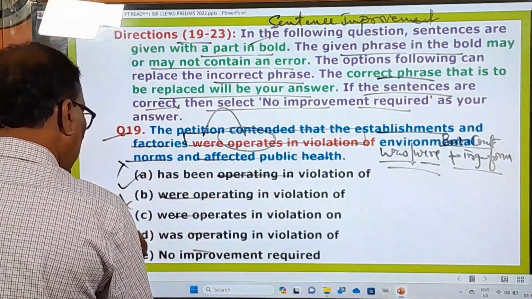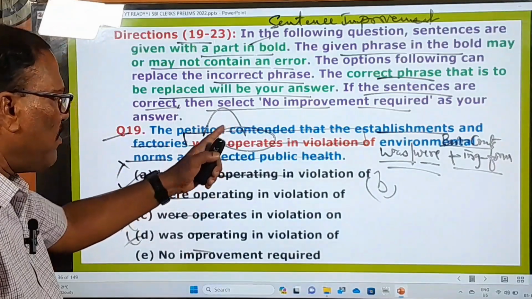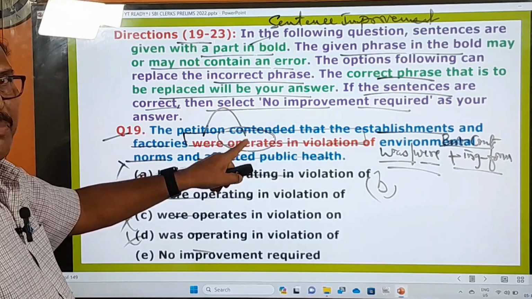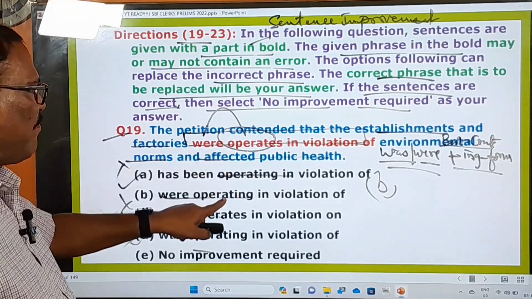All others are wrong, wrong, wrong, wrong, and B is your answer. Clear? Any problem? After were, an ing form verb must be used, but here a base form verb is wrongly used. That's why this part is wrong. The right one is what? Were operating in violence. Right.